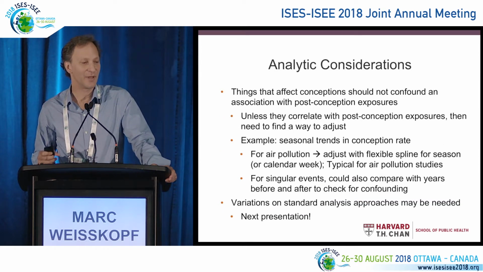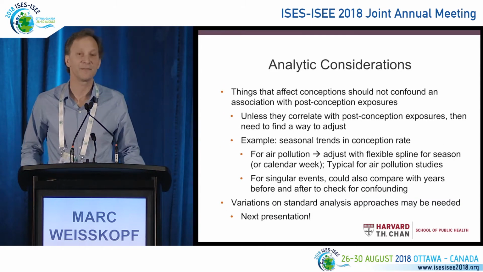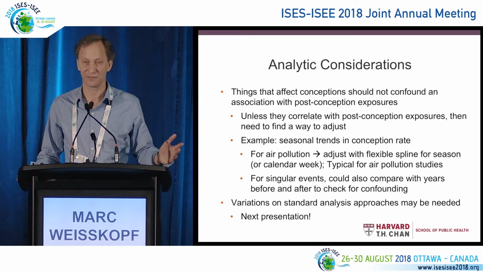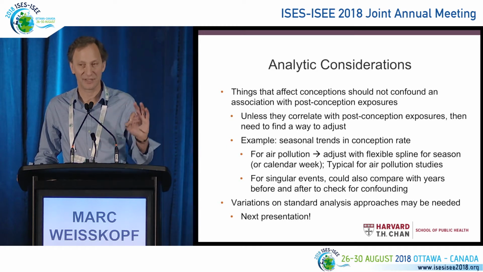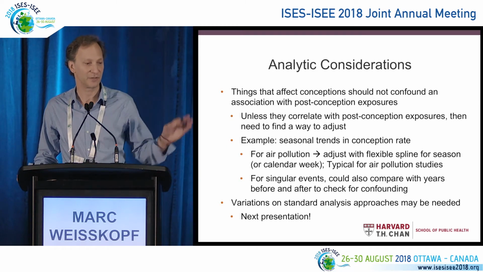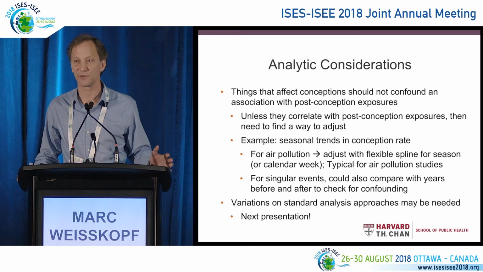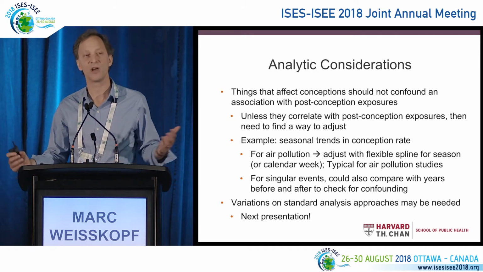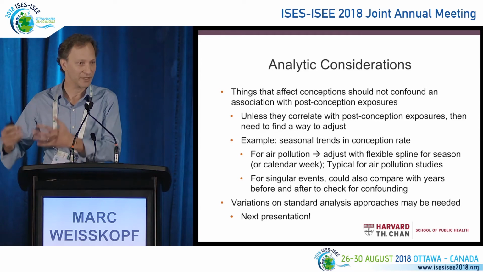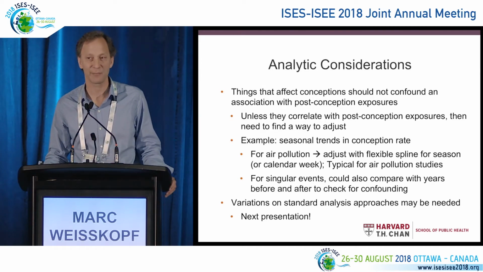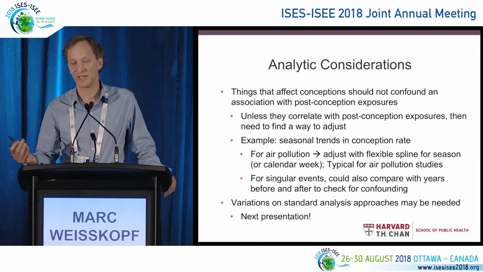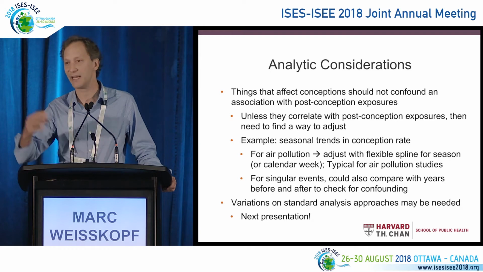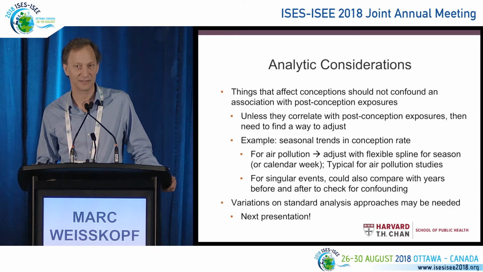I'm okay. Lastly then, as I said, things that affect conceptions, if the exposure is post-conception, shouldn't confound an association with those exposures. Now, as I mentioned, we have to deal with confounding, and one thing is correlations with earlier exposures. An example of that would be seasonal variation in conceptions. We know this happens. There are periods when more conceiving happens, and periods when less conceiving happens. So in an air pollution study, for example, we typically would take care of this by adjusting for seasonal trends. This is very typical in any time series air pollution analysis that you will see.